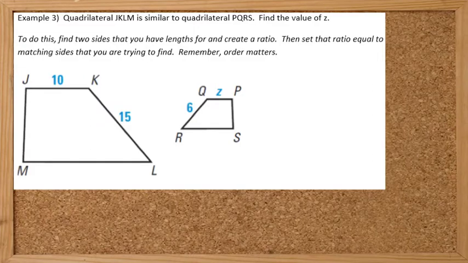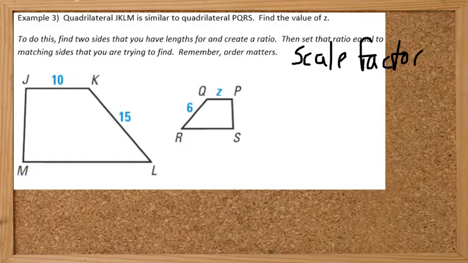Okay, so the biggest difference now from what we did in class earlier is that you'll notice we have a variable, z. We're trying to solve for a missing side. The best way to do this is to figure out what the scale factor is. In class we said the scale factor was the ratio of corresponding sides, and that's going to be reduced down. For example, JK corresponds with the side here, QP, which we don't know. JM corresponds with PS. ML corresponds with RS. Notice KL corresponds with QR, and we have numbers for both of those.